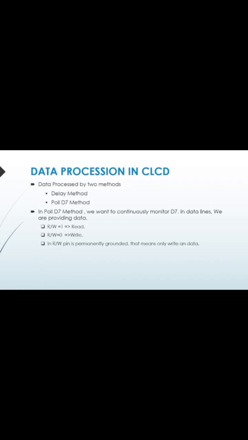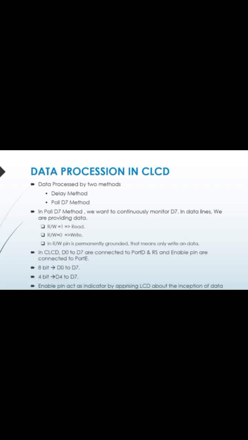Data processed in CLCD has two methods, that is the delay method and the poll D7 method. In the poll D7 method, we want to continuously monitor D7. In the data lines, we are providing data. If R/W equals 1, it means read. If R/W equals 0, it means write. If the R pin is permanently grounded, that means only write, and data.